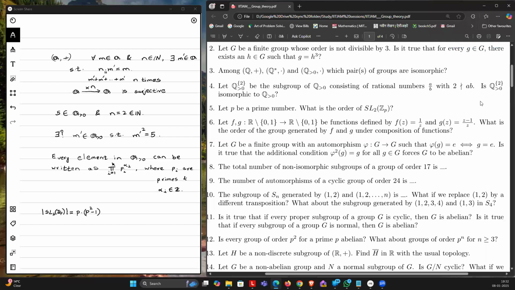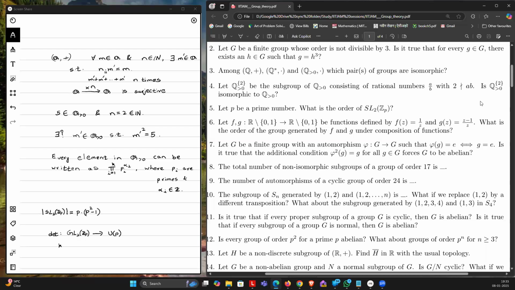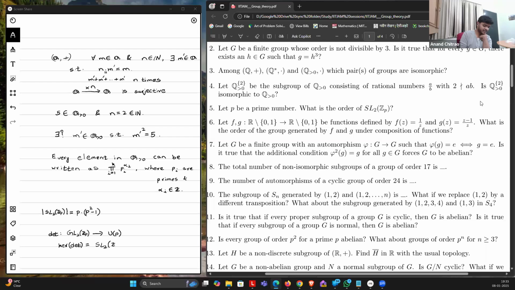There exists a homomorphism between GL2(Z_P) and U_P. Then the kernel of this homomorphism is SL2(Z_P). So what is this map? This is the determinant map, right? Yes, sir. And the kernel of the determinant map is exactly SL2(Z_P). So now apply the first isomorphism theorem. Therefore, GL2(Z_P) modulo SL2(Z_P) is isomorphic to U_P. Okay?